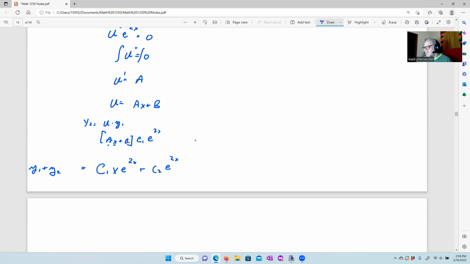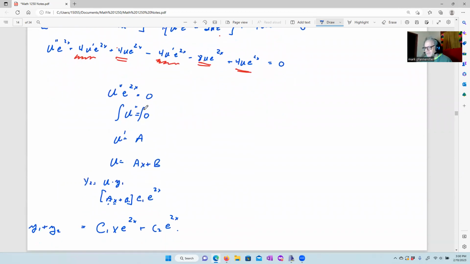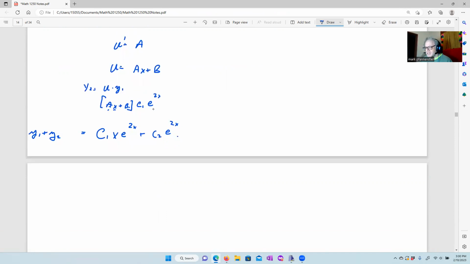So our two solutions here: y1 is a constant times e to the 2x, call it a different constant if you'd like. For our other solution, we have a constant times x e to the 2x. And that's why we get an x times our exponential solution to generate our second solution for our repeated root situation when we have a second order differential equation with constant coefficients.